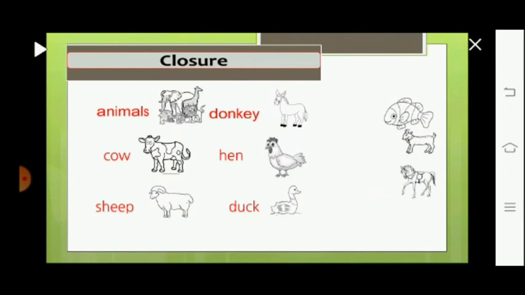Listen and repeat, please. Animals. Cow, sheep, donkey, hen, duck, fish, goat, horse. The last word is grass, grass. Animals, cow, sheep, donkey, hen, duck, fish.